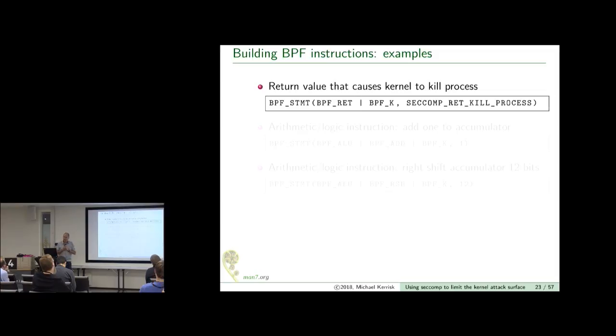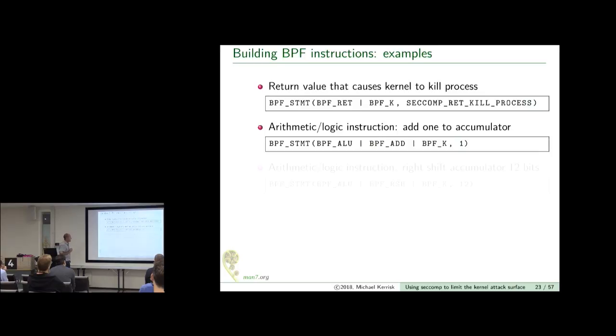Alrighty. Now here's another example of an instruction. This is a return instruction. Terminating the execution of the BPF filter, telling the kernel what we have decided about this system call. Here we're saying BPF return, and we're going to return a value that is in the operand. So when we return, we give some information to the kernel. The value we're giving in the operand is seccomp ret kill process, and this is our way of saying, we don't like this system call. We don't like it so much, you should kill the process.